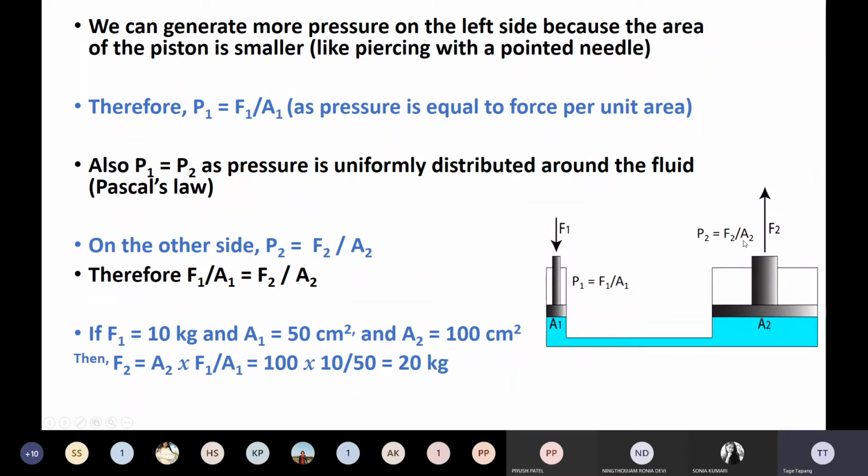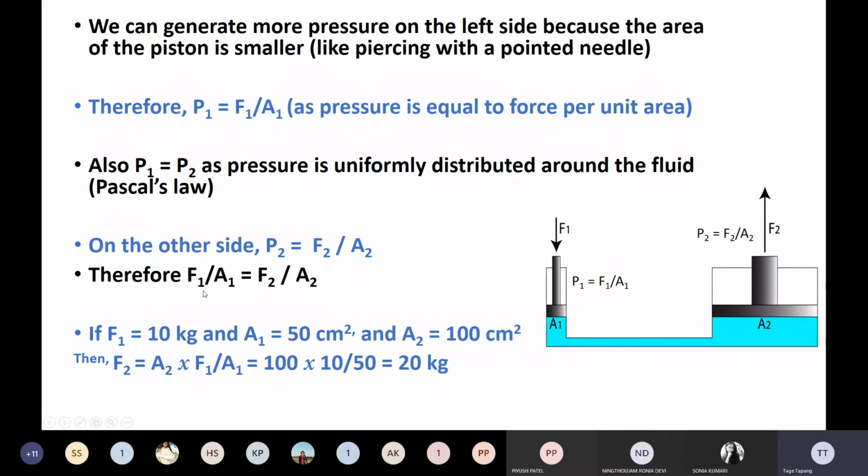Pressure is force by area, but we have P1 equal to P2, therefore F1 by A1 should be equal to F2 by A2. You see here, F1 by A1 is equal to F2 by A2 because P1 equals P2 by Pascal's law. Now suppose F1 is 10 kg, this force we are applying, and area A1 is 50 centimeter square, a small area, and A2 is 100 centimeter square, a big area. This is just an example.